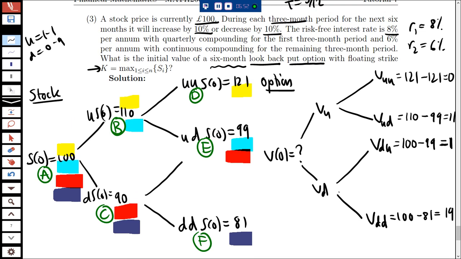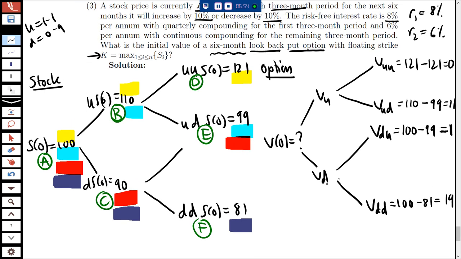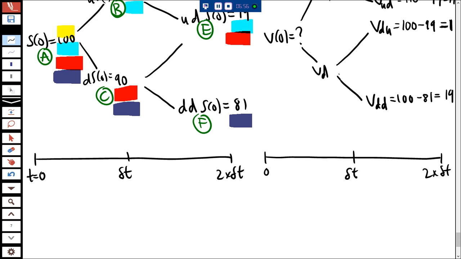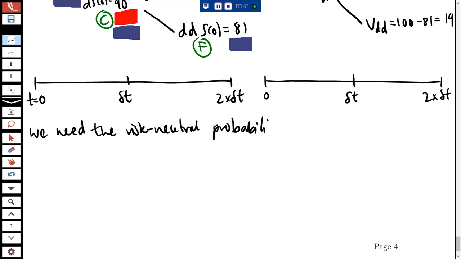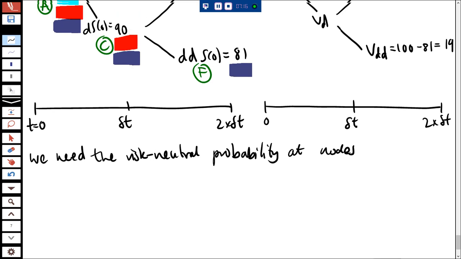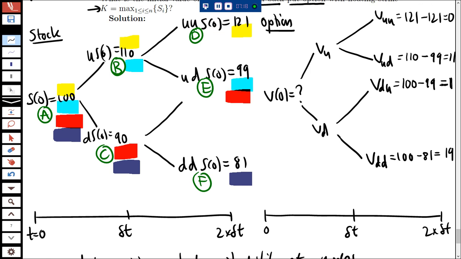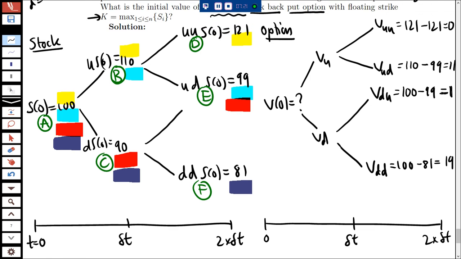So what's the question? We're finding the initial value using the risk neutral probability. So let's do that. We need the risk neutral probability at the positions. Let's take a look. So we need to find them at B and C.